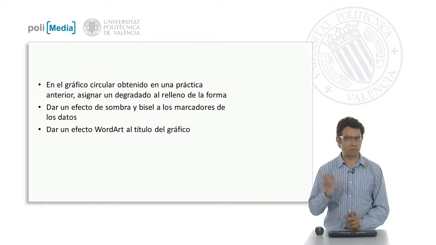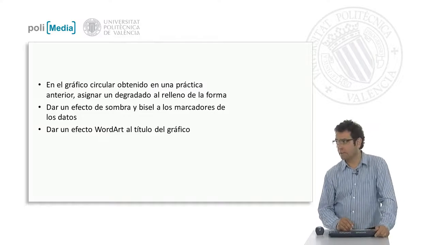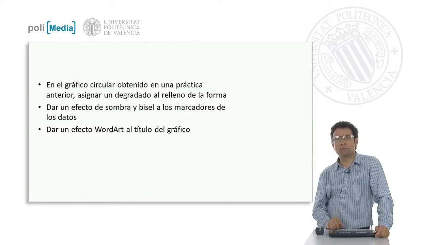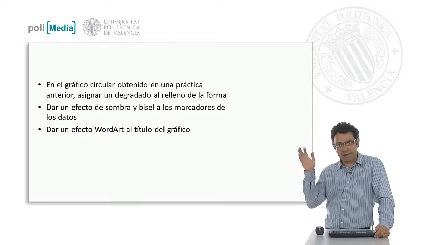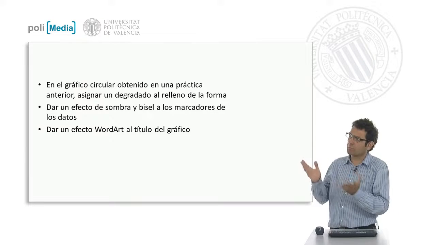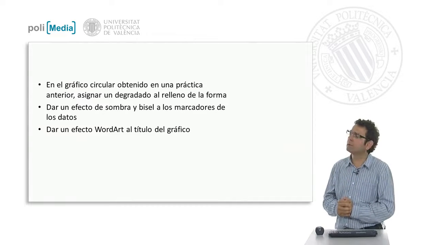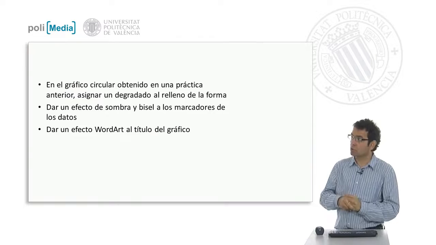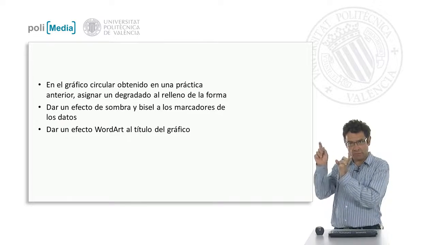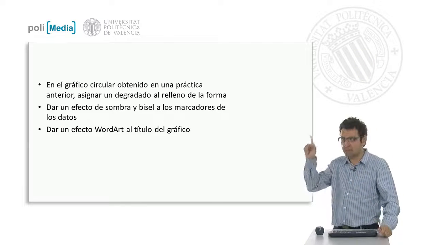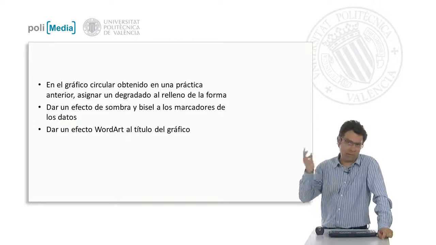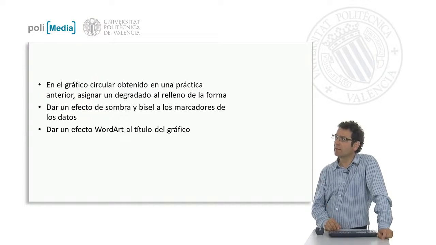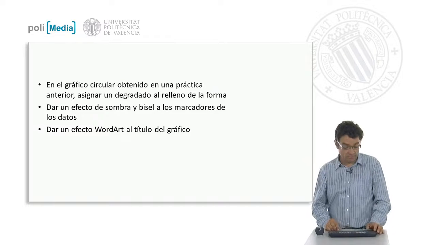So right now they are telling us in the pie chart that we obtained in a previous session different tasks. First, they ask us to assign a gradient fill to the chart background, to add a shading and bevel effect to the data indicators, that is, to the different circular sectors that represent, each one bigger than the last, the data that we have represented in the chart, and a word art effect to the title itself.